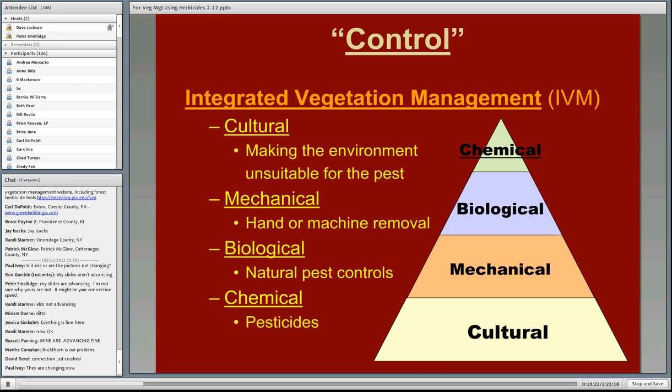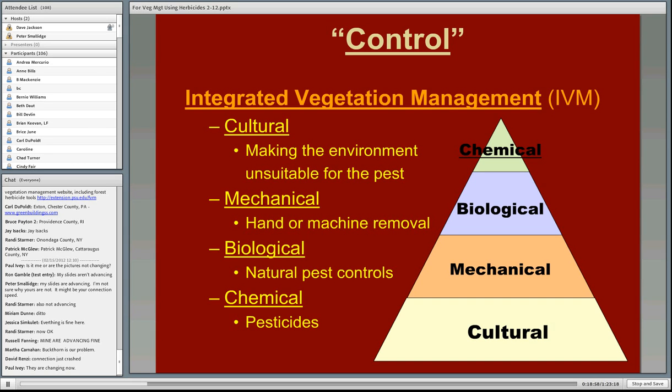Cultural control is making the environment unsuitable for the pest. Mechanical is hand or machine removal. Biological is using natural pest controls. And then ultimately chemical is using pesticides, or in this case what we call herbicides. Integrated vegetation management tells us that we want to use the least environmentally damaging practices, the least expensive practices, practices in combination with each other.